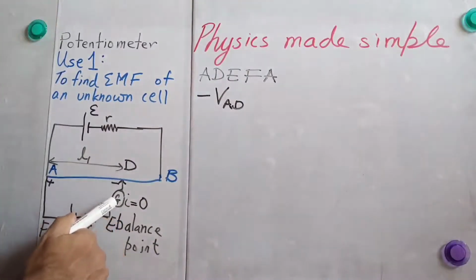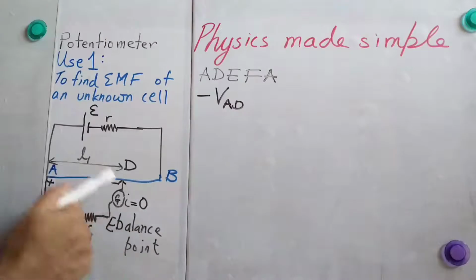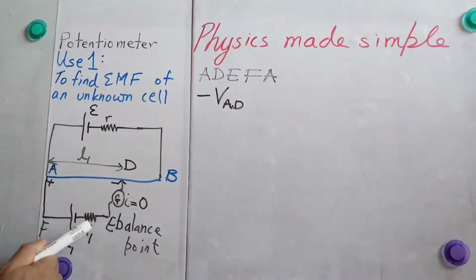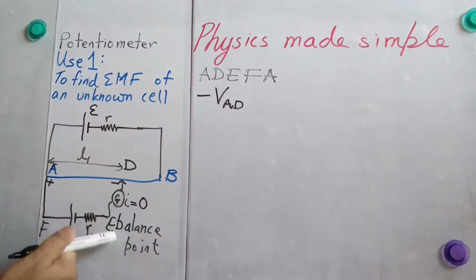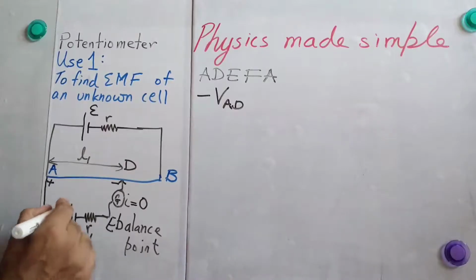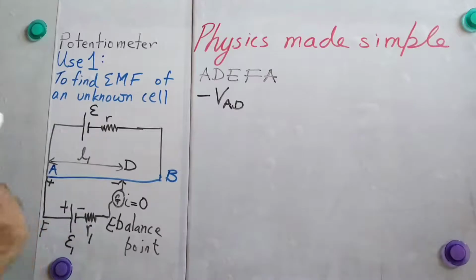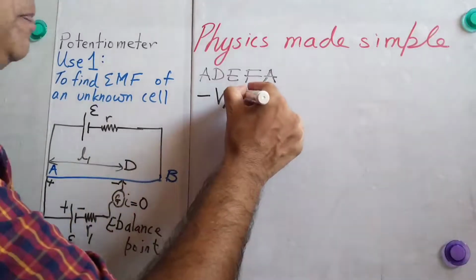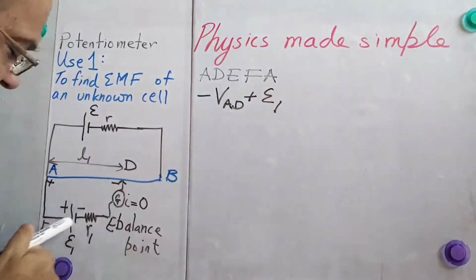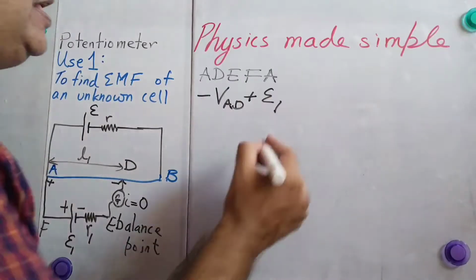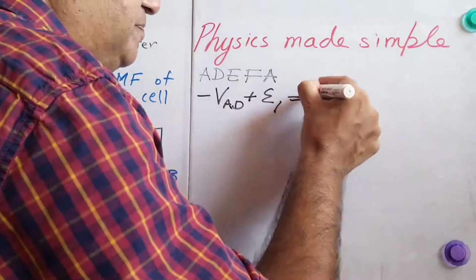And then we go through the galvanometer. There is no potential drop here because the current through the galvanometer is zero. Current through R1 is also zero, so there is no potential drop across R1. And this is minus of the battery, this is plus of the battery, so we are going up in potential. So therefore plus E1. And then we come back to A. So therefore this will be equal to 0.